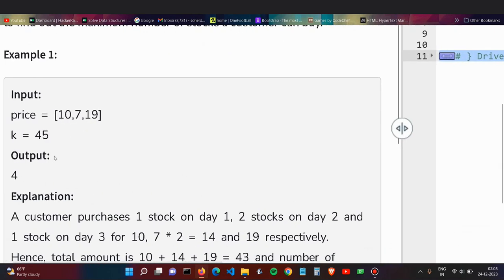Here, on the first day we bought one stock of rupees 10. That means 35 rupees is remaining. On the second day we are buying two stocks, so 7 into 2 is 14, and 35 minus 14 is 21. That means 21 rupees is left, and with 19 we can buy only one stock. So in total we are buying 1 plus 2 plus 1, that means 4 stocks.